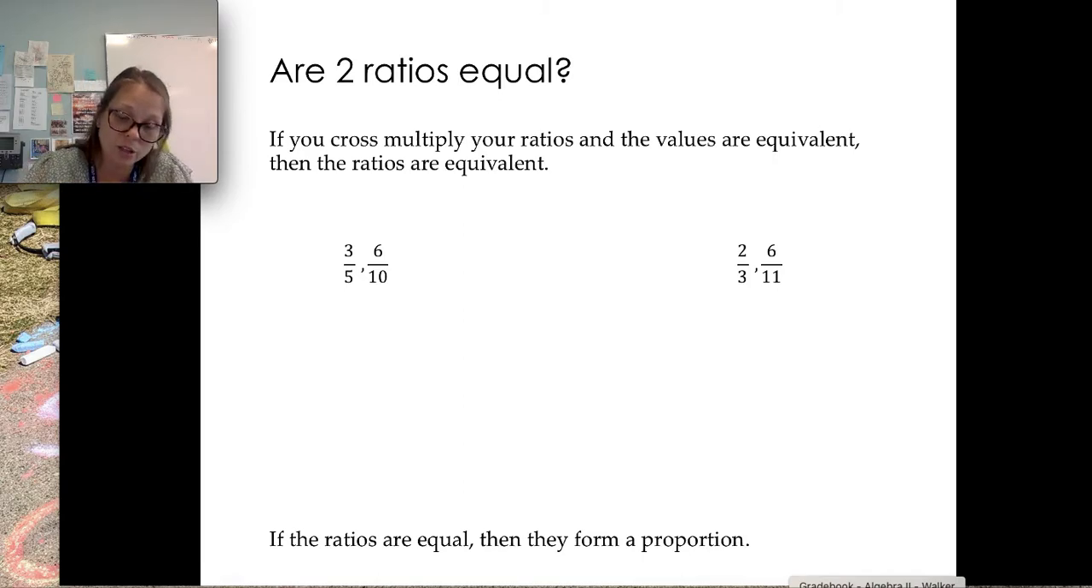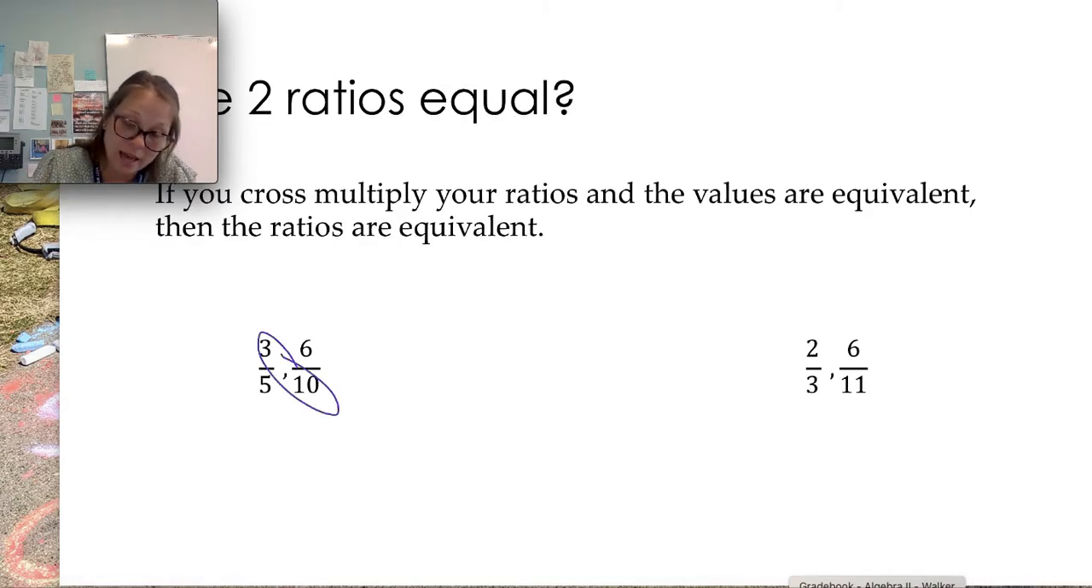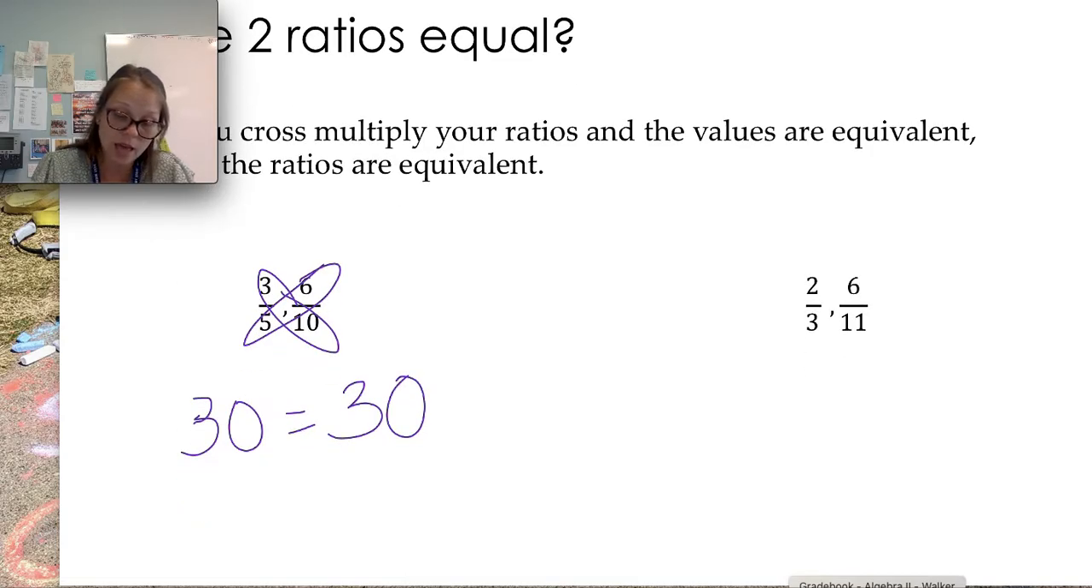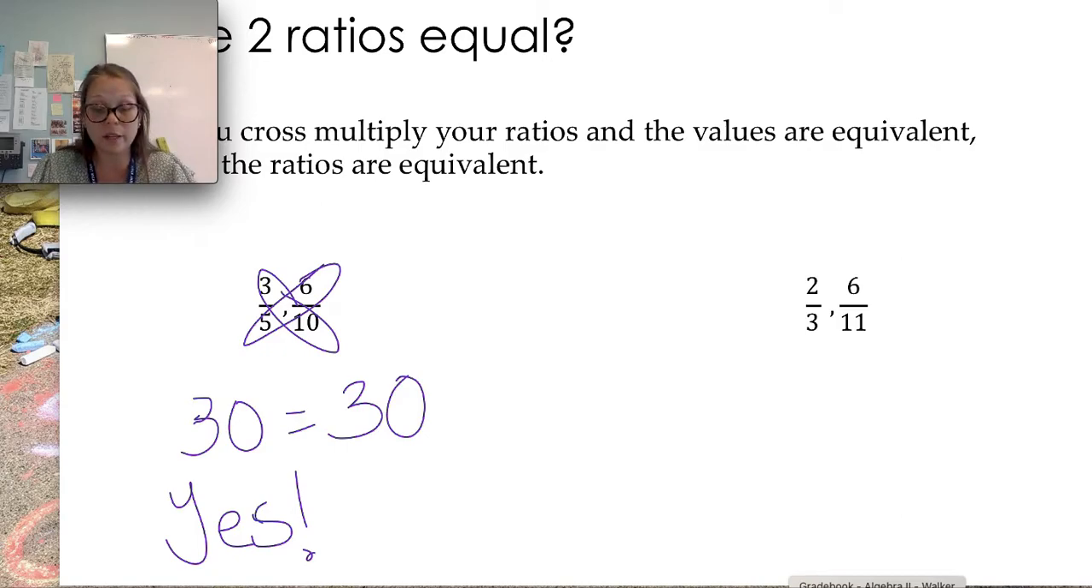And if the diagonals, when we multiply them together, are the same, for example, 3 times 10 being 30, and if that equals the other cross multiplication of 6 times 5, which is also 30, then we can say yes, that these two ratios are equivalent. 3/5 and 6/10 are the same. This is not the only way to determine if two ratios are equal, so you might have another method, but this is just another strategy to add to your toolbox.